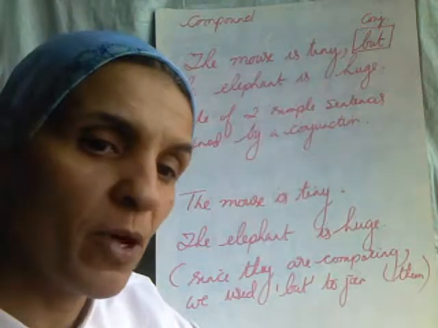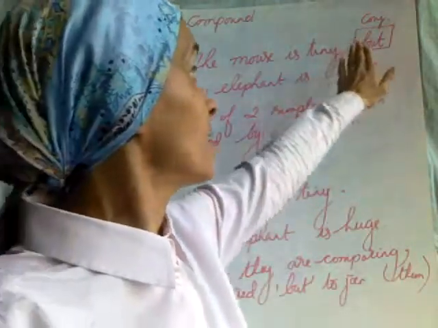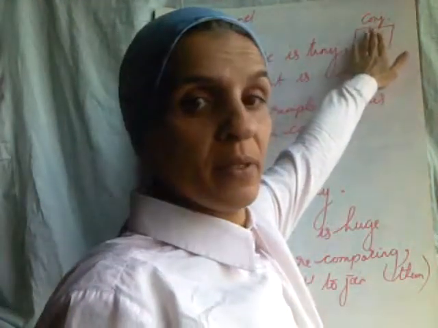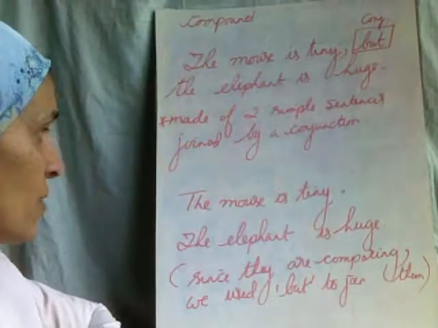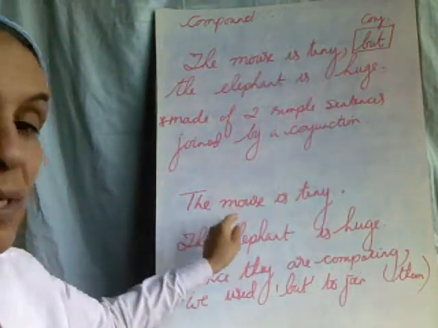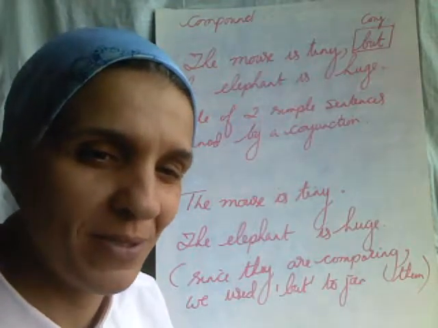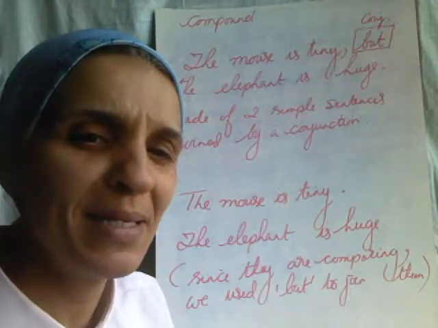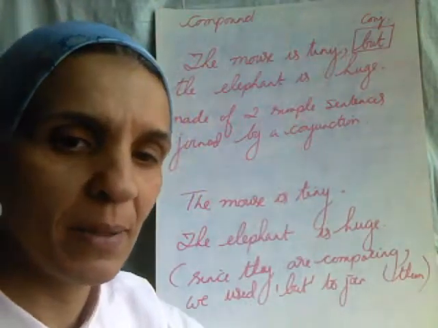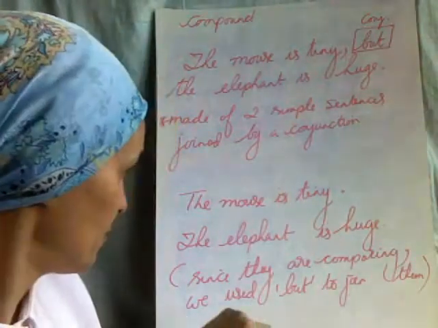And one thing about the compound sentence is if you put your hand across and hide the conjunction, you can see these two sentences, these two independent clauses. So it has two independent clauses if I hide my conjunction.